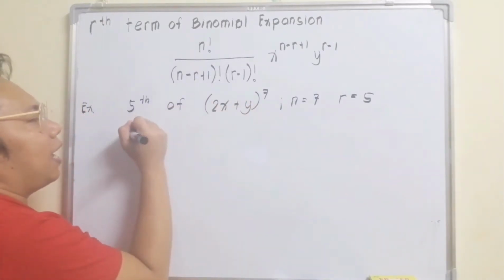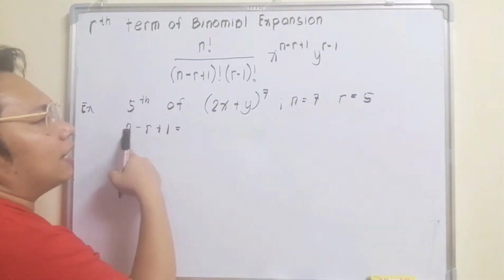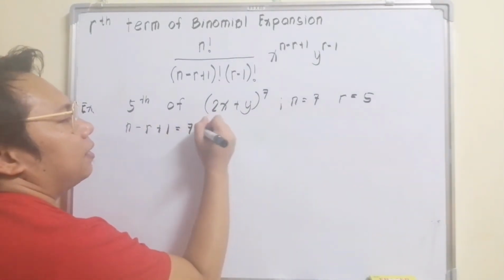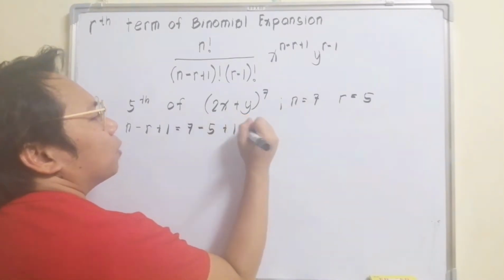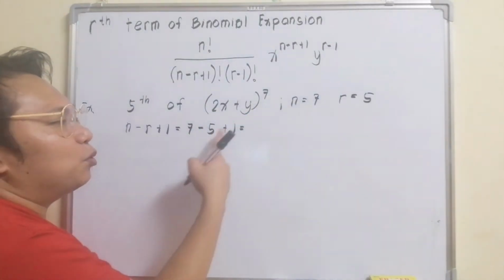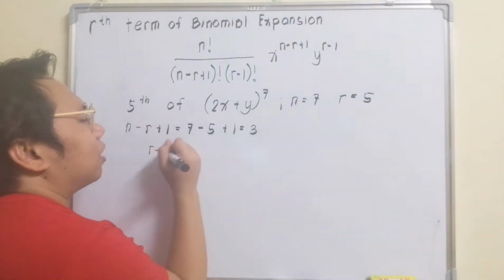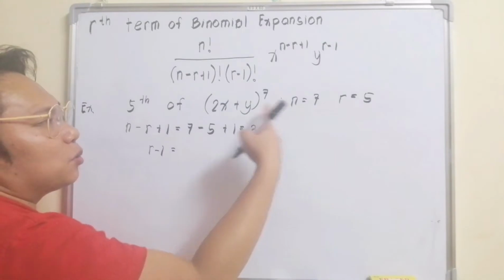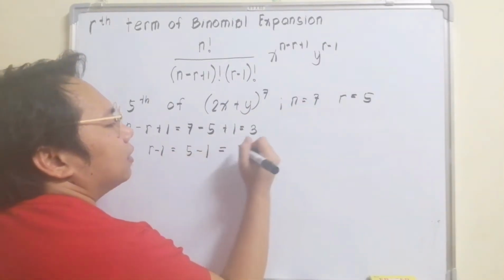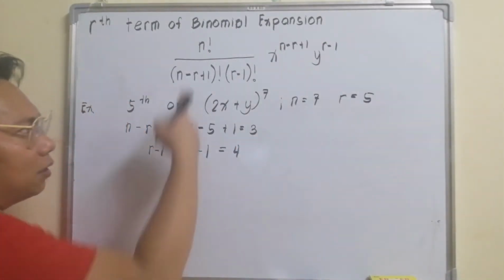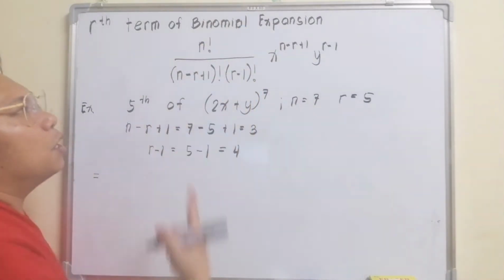We will start with n minus r plus 1. Our n again is 7, so that's 7 minus r is 5 plus 1. 7 minus 5 is 2 plus 1. This will give you 3. And also we have our r minus 1. Our r again is 5. 5 minus 1, this will give you 4. So we are now ready to substitute this to our given formula.